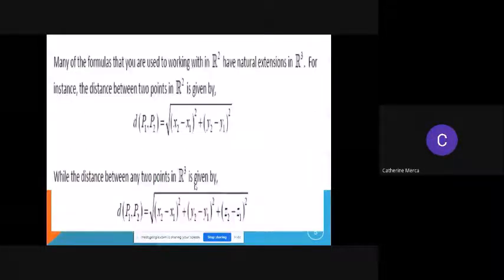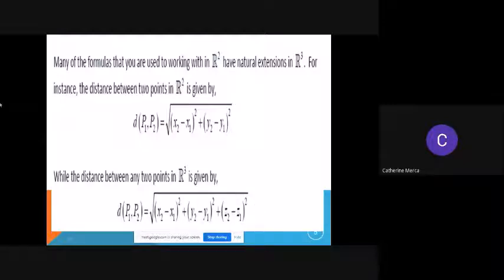So what about the distance? If you remember in 2D, the distance formula is given by the square root of x sub 2 minus x sub 1 squared plus y sub 2 minus y sub 1 squared. So in 3D, this will just be extended up to the z component. That becomes z sub 2 minus z sub 1 squared. So there is an added z component.